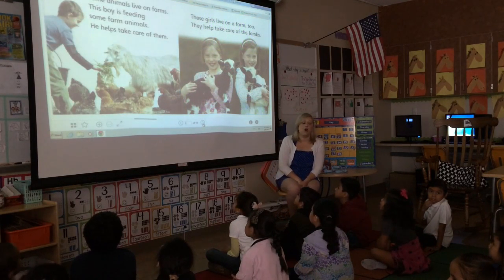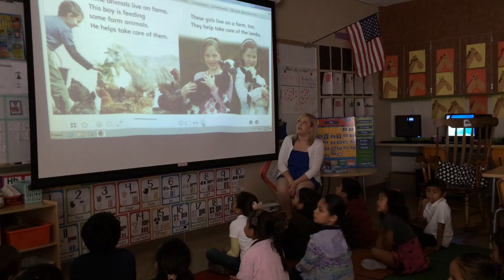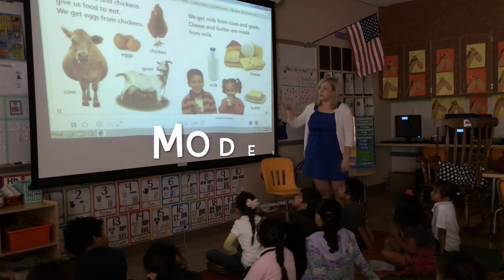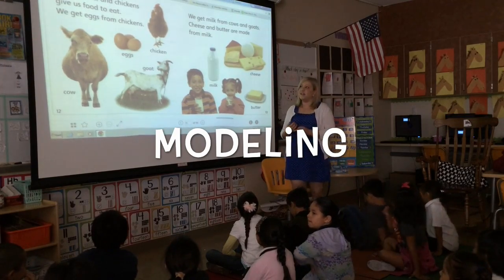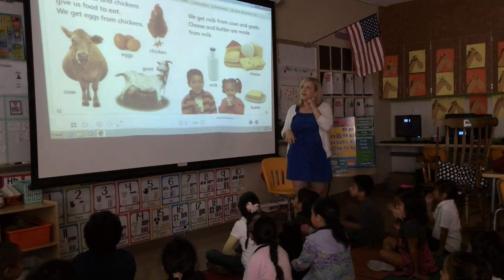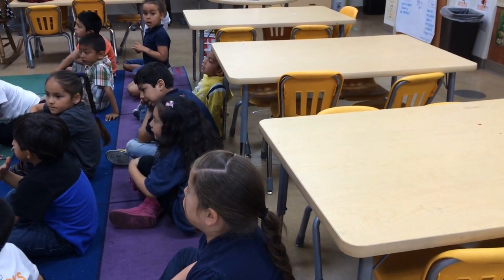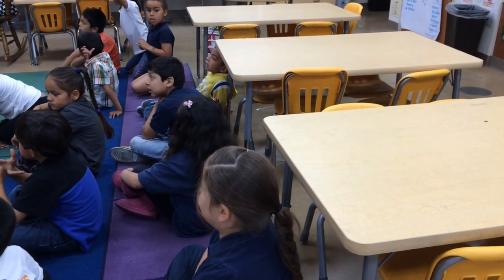Some animals live on farms. This boy is feeding some. We're going to look at this page and talk about what we think the main idea is. I'm going to read the page again. It says, telling us about what animals give us food.